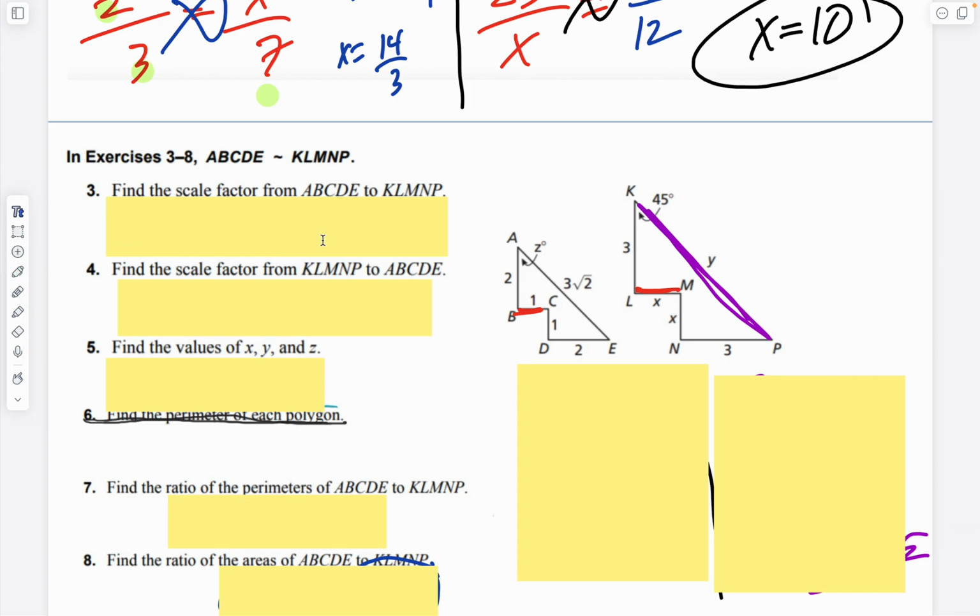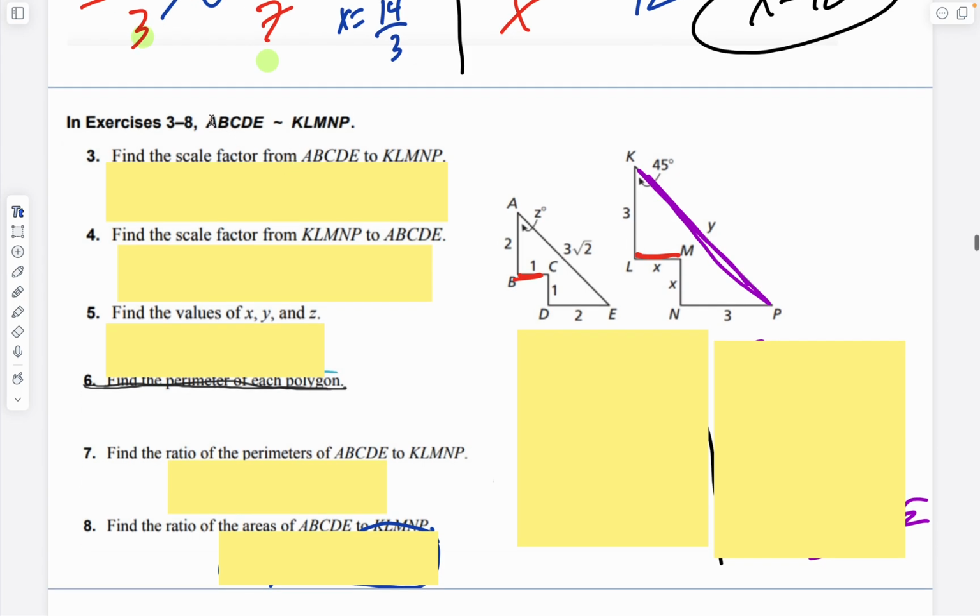Find the scale factor from ABCDE to KLMNOP. Well, line up the corresponding sides. It says these two shapes are similar. So AB matches up with KL, 2 to 3. KL matches up with AB, 3 to 2. Find the values of x, y, and z.